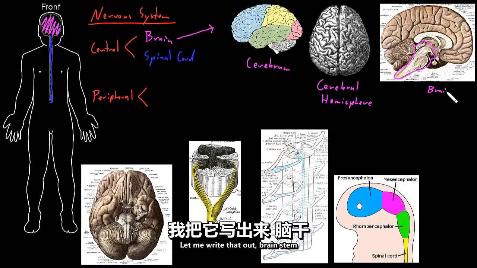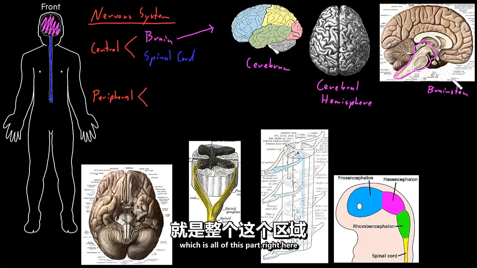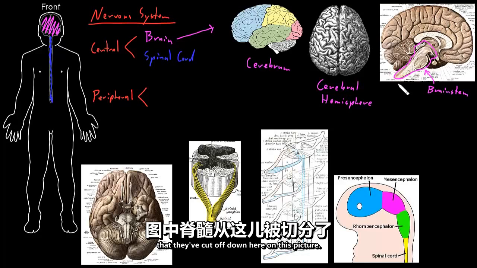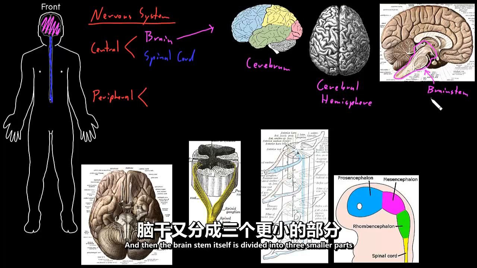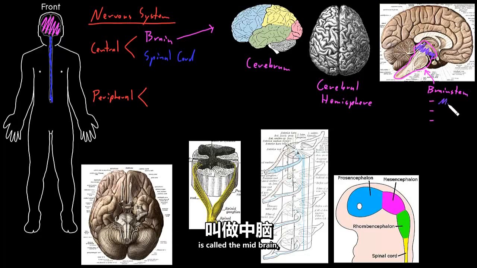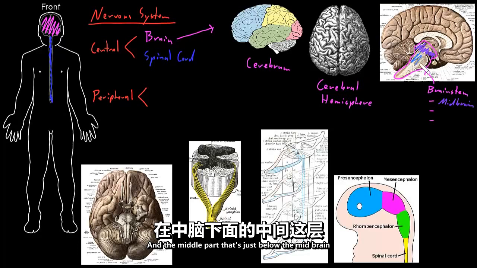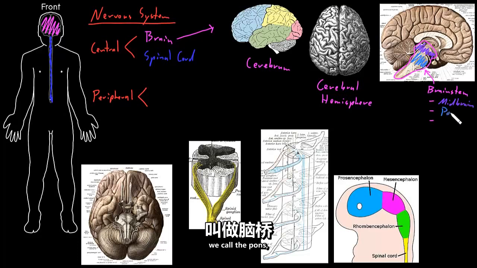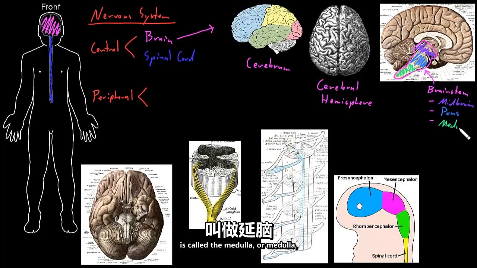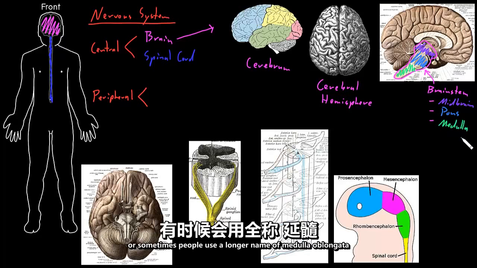Let me write that out. Brain stem, which is all of this part right here that connects the cerebrum to the spinal cord that they've cut off down here on this picture. And then the brainstem itself is divided into three smaller parts. The very top part of the brainstem that connects to the cerebrum is called the midbrain. Midbrain. And the middle part that's just below the midbrain we call the pons. P-O-N-S for pons. Under the pons, and the part that actually connects to the spinal cord, is called the medulla, or medulla, or sometimes people use a longer name of medulla oblongata.